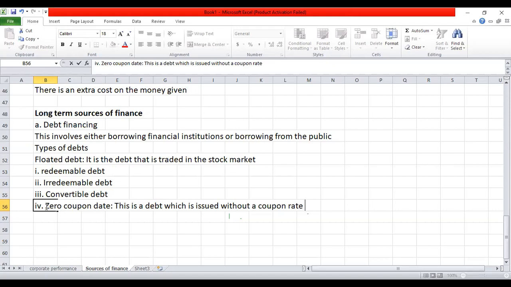Is it coupon debt or coupon rate? Zero coupon debt or bond. I wrote it, debt Tariq. Okay. Yeah.